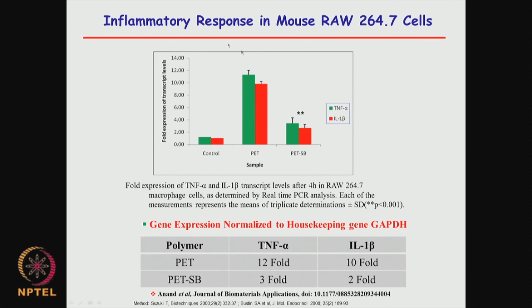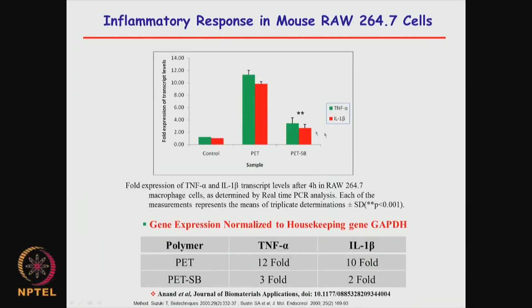We are able to tell there is an inflammatory response because these two genes, mainly TNF alpha and IL-1 beta, have gone up from 1-fold to a 12 times increase, and this one is a 10 times increase. But when you do a surface modification, you bring it down to only a 3 times increase in TNF and a 2 times increase in IL-1 beta. Do you understand? These experimental studies are very essential to understand the inflammatory responses these materials create, and then you can modify the surface of the material so that the inflammatory response is dramatically reduced. We may be able to reduce it still further by another type of modification.